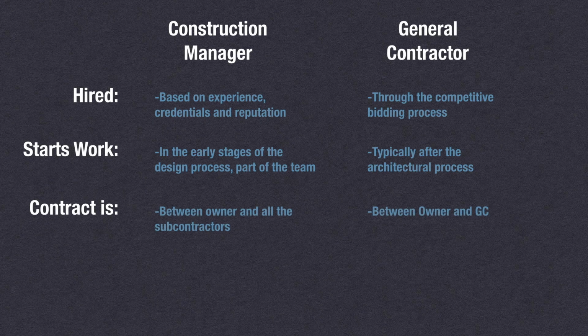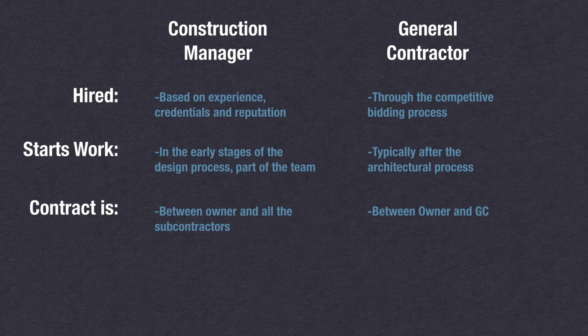Now, the contract is usually between the homeowner and all of the subcontractors directly in a construction management relationship, whereas in a general contractor relationship, that contract's between you, the homeowner, and the GC directly, and the GC has the contracts between himself and all the subcontractors, plumbers, carpenters, tile setters, etc.